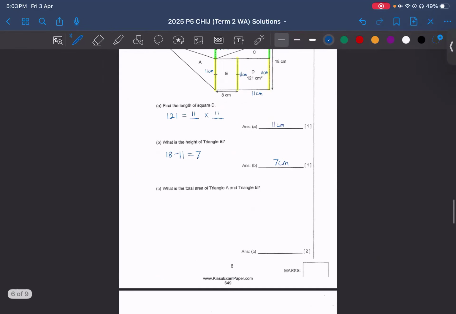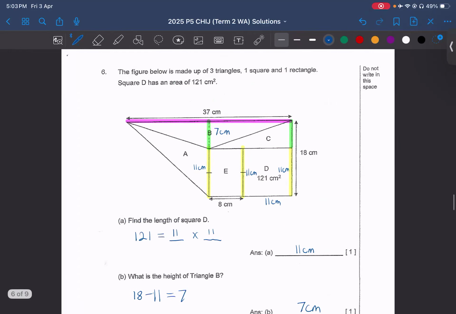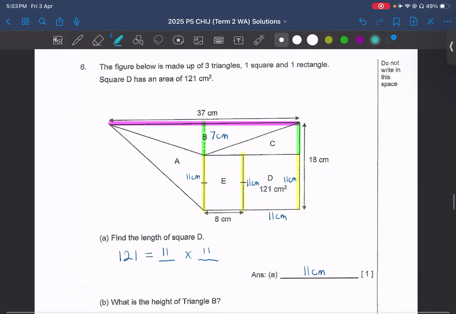Okay, next for part C, what is the total area of triangle A and B? In this case, we already figured out the base and height of triangle B. So now we look at triangle A to figure out the base and the height. The base must be one side of the triangle, and since we know the yellow portion, which is the side of the triangle, is 11 cm, that would be your base. Now we want to determine the height of the triangle.